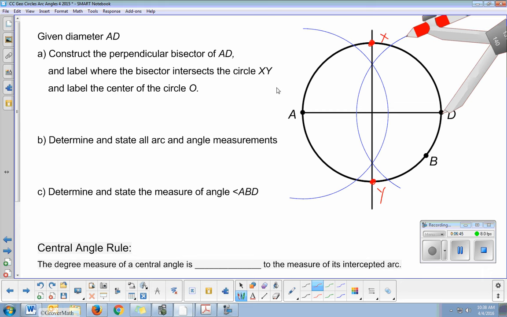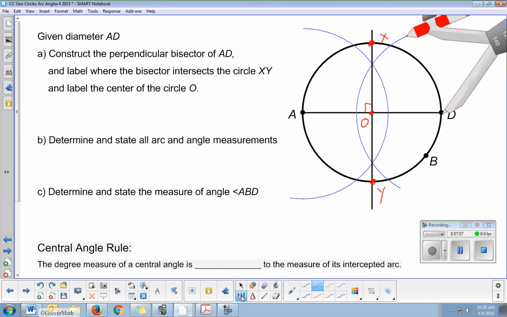Well, because the perpendicular bisector is not only perpendicular, it is also a bisector, bisecting AD, the middle of the diameter must be the center of the circle O. So you can always find the center of a circle by bisecting a diameter if you have a diameter. All right, determine and state all arc and angle measurements.